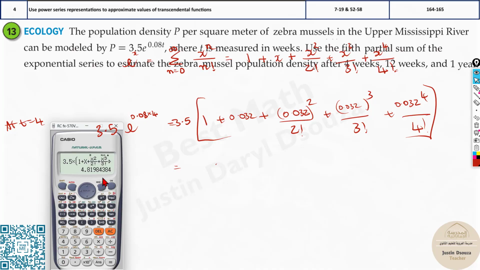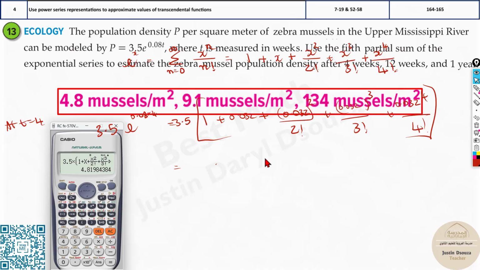The answer must be 4.81. Let's just look into the answer. Now they are rounded off to the nearest 10. They didn't tell it, right? Estimate. Yeah, they didn't tell it. But over here, they have just rounded off to the nearest 10. You can keep at least 2 decimal points. What I would write is 4.82 instead of 4.8.